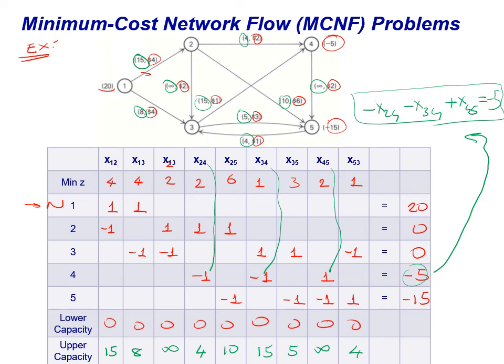This is all about our discussion on how to formulate the shortest path and minimum cost network flow problems as linear programs. In our next lecture, we will talk about project scheduling and the critical path method.